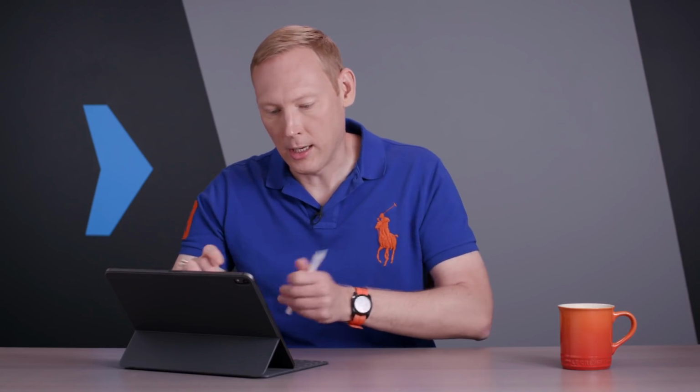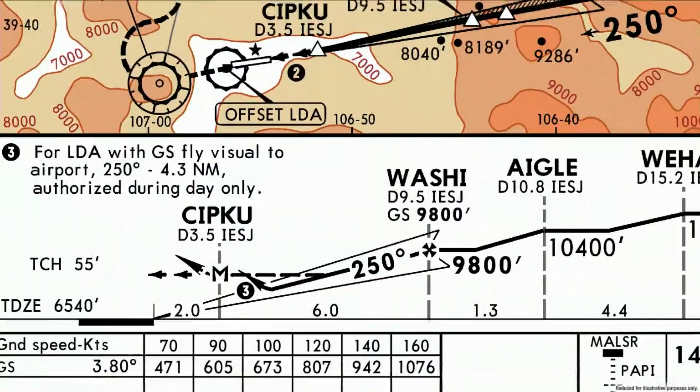It is your responsibility until you're back established on the missed approach segment and you're at a climb gradient that puts you above the obstacle clearance plane. So really, fly visuals to the airport are kind of a hazardous approach because you might get past the missed approach point legally, but you can't see the runway yet. And if you're unable to find the runway, missed approach can be very, very difficult. You'll notice it says on the chart, it is authorized during the day only.